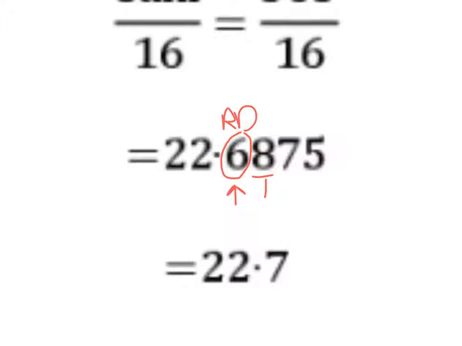So it rounds up to 7. Whereas if the telling digit had been 0, 1, 2, 3 or 4, the 6 would have just stayed the same. So we get 22.7 for the mean.